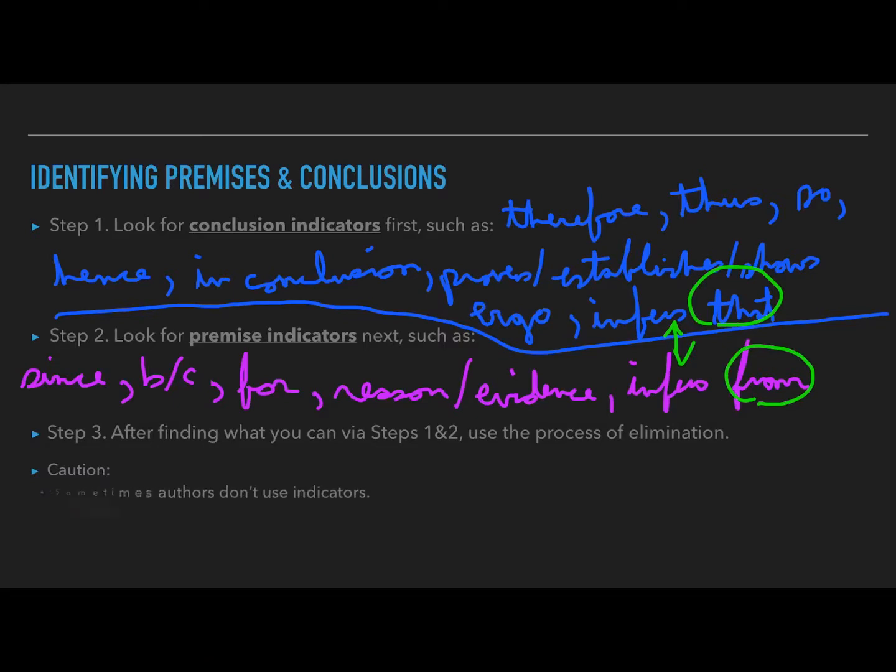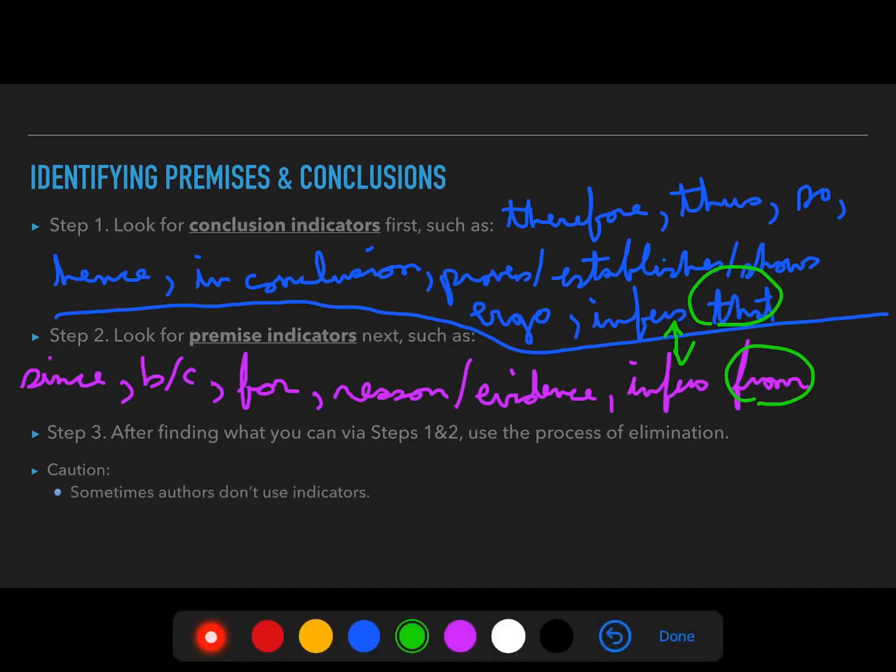A few words of caution. Sometimes authors don't use conclusion indicators and premise indicators, because we're not all perfect writers. So you just have to be careful about that. Sometimes it can get hard, and you just have to think hard about what's really probably a reason and what's probably the conclusion when you don't have word indicators like that.